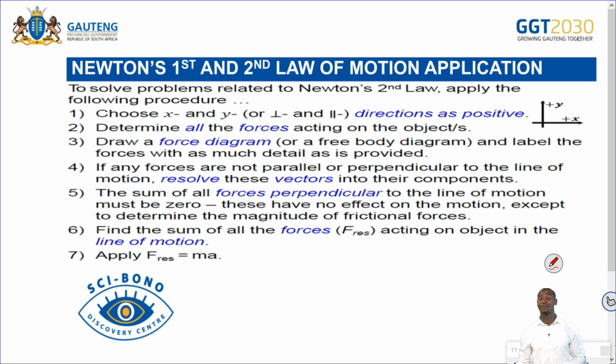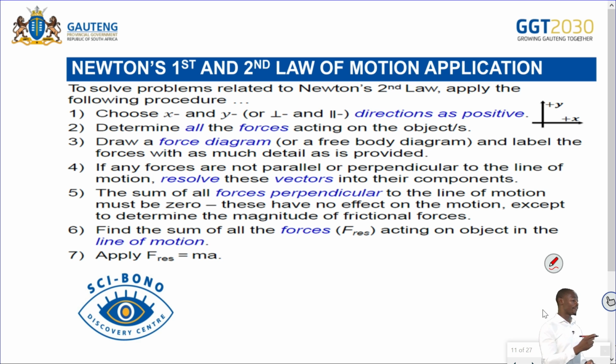Okay, remember here you're dealing with vectors, and a vector is a physical quantity with both magnitude and direction. So make sure that you choose direction, and then from there identify all the forces. After identifying all the forces, draw a correct free body diagram or force diagram, and then again, if any forces are not parallel or perpendicular to the line of motion, resolve those vectors into their components.